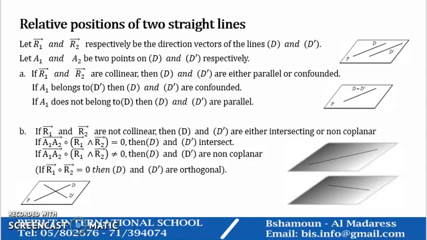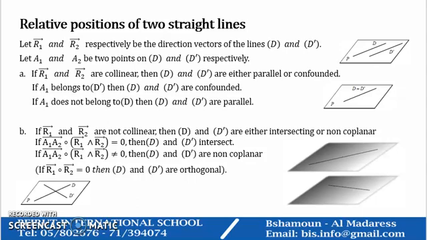If R1 and R2 are collinear, how can I prove that two straight lines are collinear? Either by taking their director vectors R1 equal alpha R2, or x of R1 over x of R2 equal y over y equal z over z. Or simply I can take R1 cross R2. If the answer is the null vector, then they are collinear. If not, then they are not collinear.